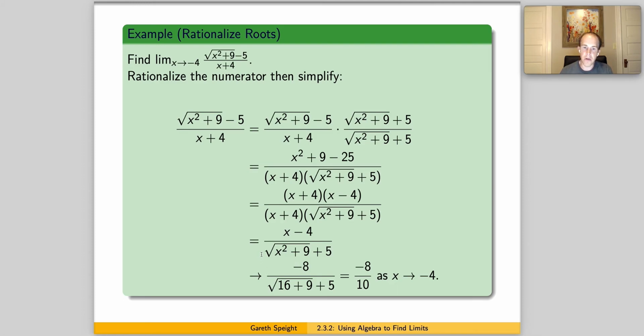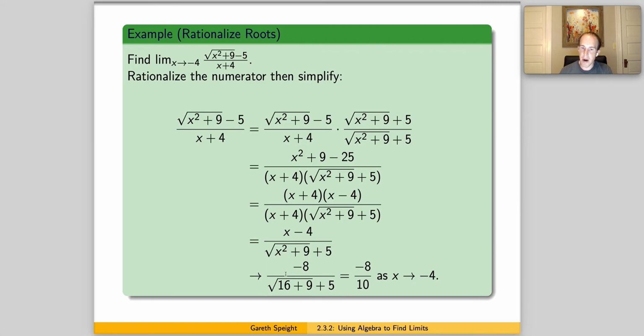And then for the bottom, we're going to calculate the limit of a sum. So we're going to look at the limit of the square root plus the limit of the 5 separately. The 5 is a constant, so it just stays 5. Then we have to look at the limit of the square root of x squared plus 9. We can bring the limit inside the square root, so we have the square root of the limit of x squared plus 9. X squared plus 9 is a polynomial, so we just use direct substitution.